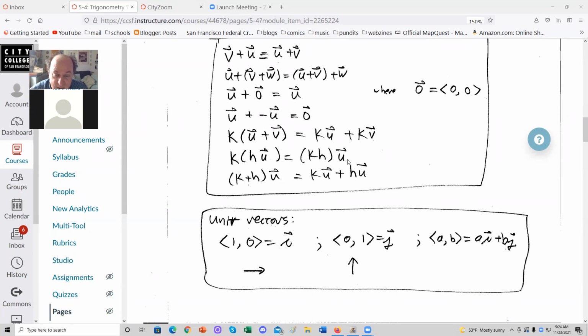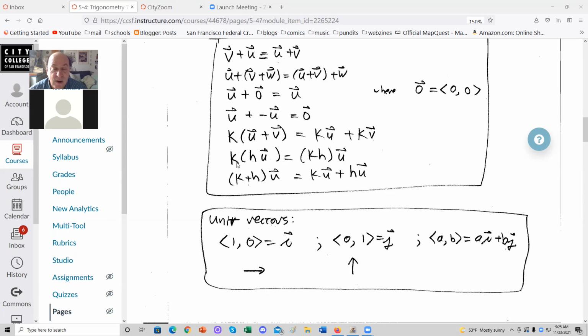It has distributivity of a specialized sort. k times the quantity u plus v equals ku plus kv. Please note that k is what is called a scalar. This is a number, a scalar, and you multiply it, and this is a vector addition. So scalar multiplication distributes over vector addition. And here the other way around: k plus h, times u, is ku plus hu. So here we have scalar addition, and it's distributed over by scalar multiplication.